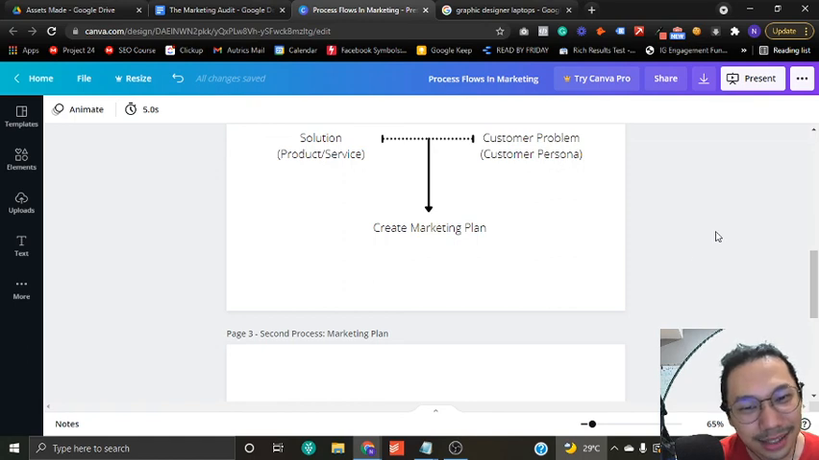But that's kind of the over-the-shoulder approach, and kind of how my thought process goes when creating these kinds of things.